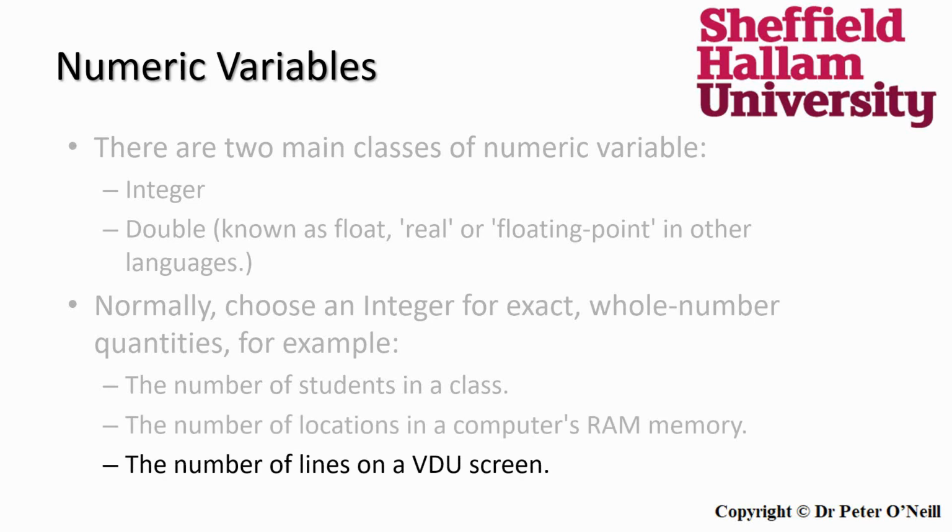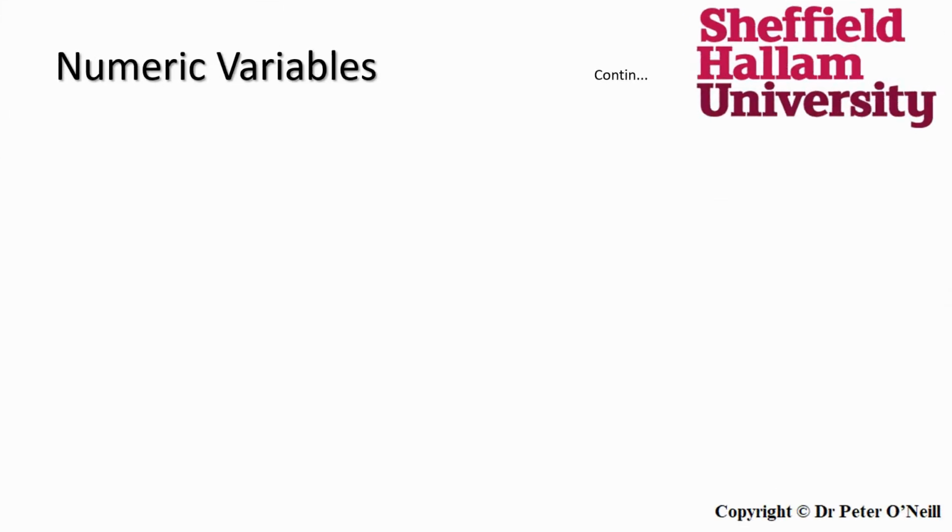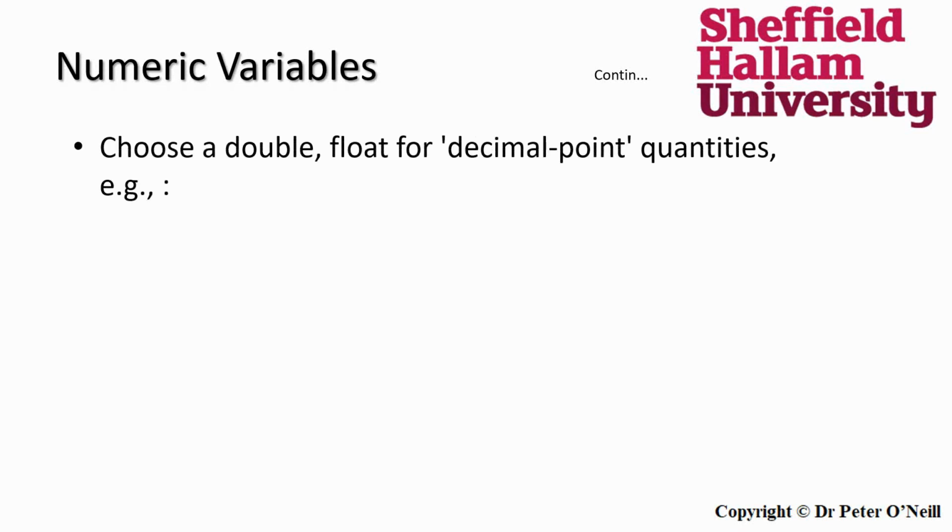The number of lines on a visual display unit. Yeah? You've got to have a whole line. You can't have half one. So this is where whole numbers are used, and they're used all over the place. The trick is to work out what type of variable you need when it comes to numbers and floats and so on.